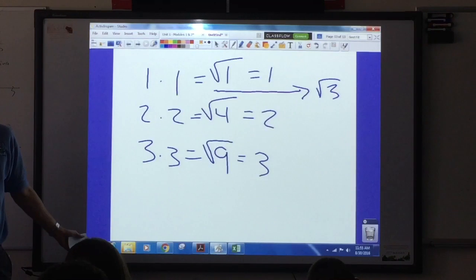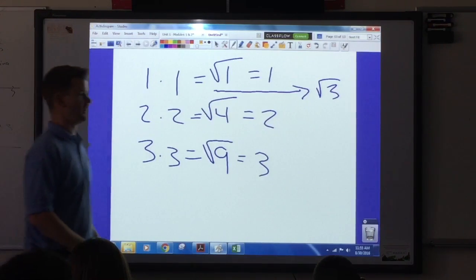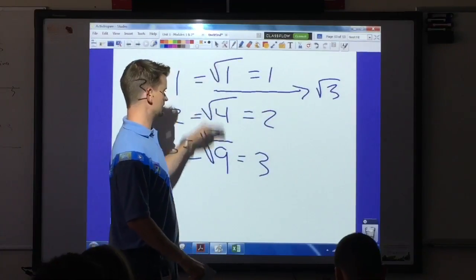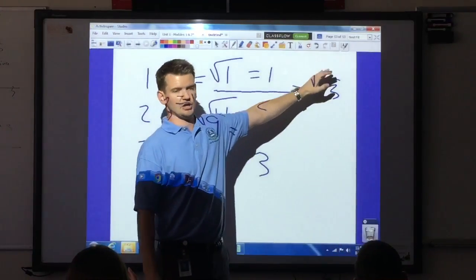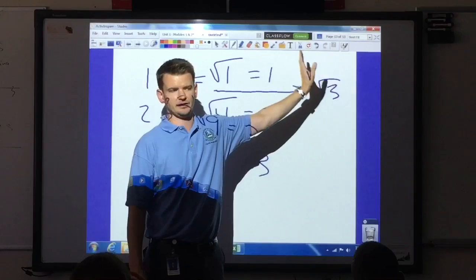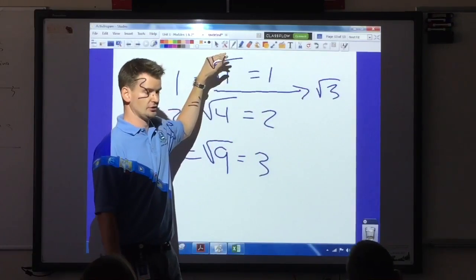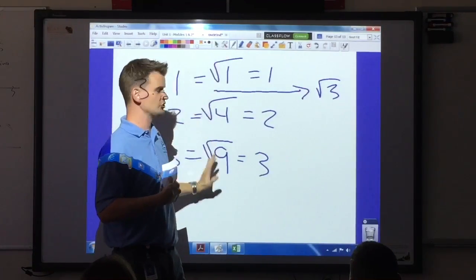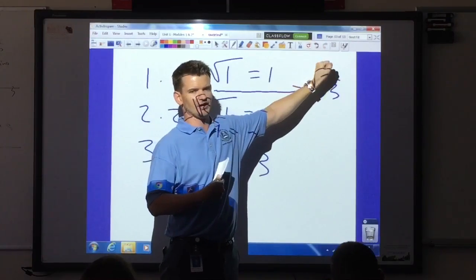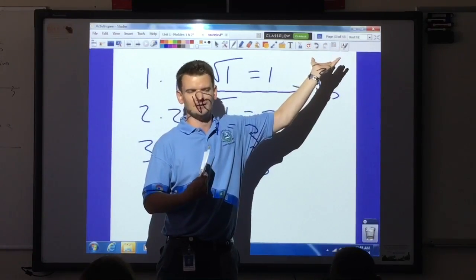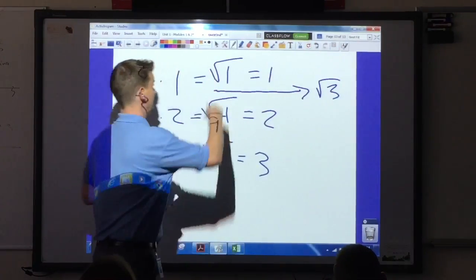It's not 3, is it? No. You see? I'll show you later on how to find this. These are known as perfect squares. This is known as a non-perfect square. These are, and you'll hear me say this a million times, rational. This is what's known as irrational. Even though it sounds like "E," it's actually "IRR." We'll get to all of that.